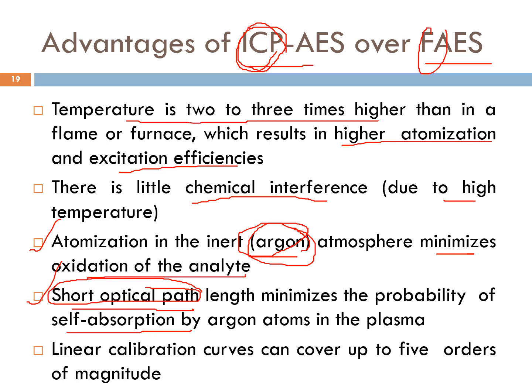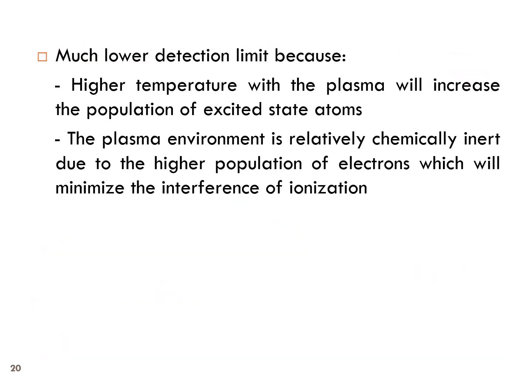So kalau dalam AAS kita nak long wide optical path length kan, sebab A equal to epsilon kali b kali c. Okay, path length ni equal to b. Okay, so kita nak high b sebab high b will cause high absorbance. Okay, linear calibration curve can cover up to 5 orders of magnitude. Okay, ICP AES ni juga ada lower detection limit. Okay, detection limit adalah the lowest quantity of element that can be detected by the instrument lah.